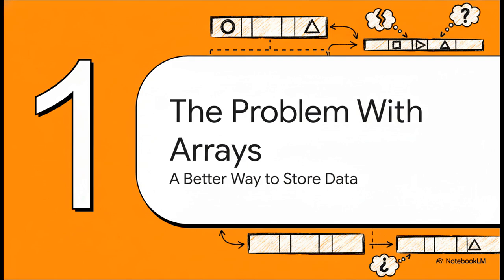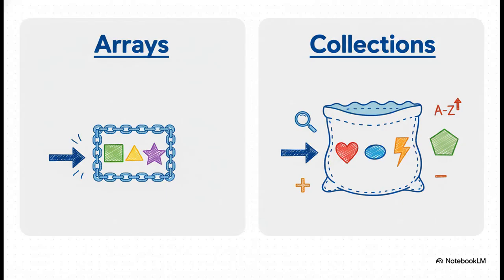Before we jump into all the cool new tools, we've got to understand why we even need them. Let's talk about the problem we're trying to solve. For a long time in programming, when you needed to group a bunch of stuff together, your go-to was the simple, trusty array. Okay, so think of a classic array like a metal chain. When you make it, you decide how many links it has, and that's it. It's fixed. You can't just add another link later. Plus, if you want to find a specific link or sort them, you have to build all that logic yourself.